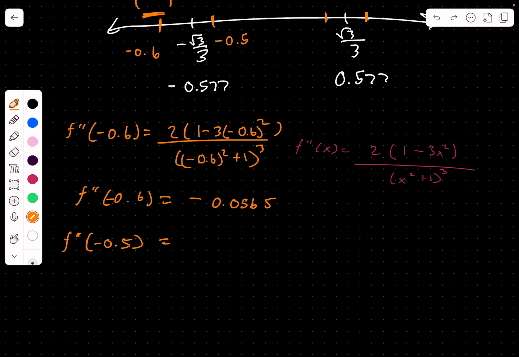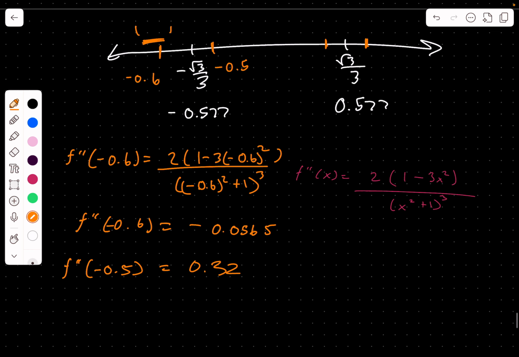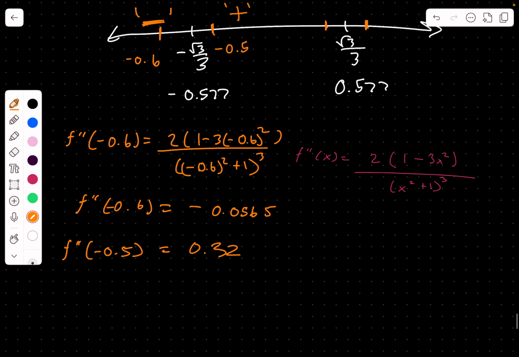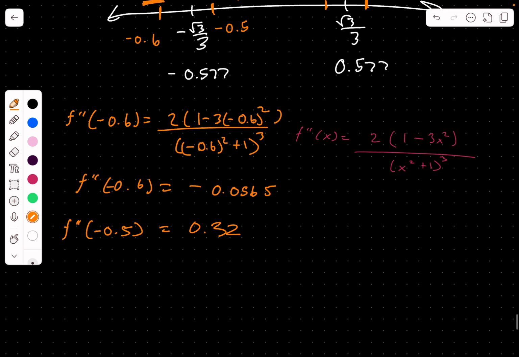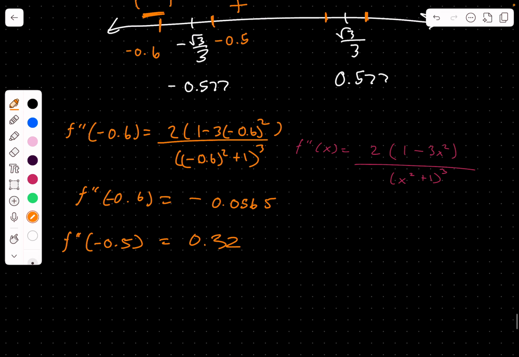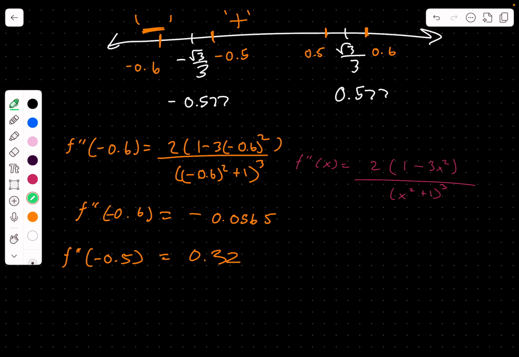So when we plug in negative 0.5 into our second derivative, we should get 0.32, which is positive. So our sign over here is going to be positive. And then on our other inflection point, we have to plug in two numbers. Let's plug in a 0.5 and then let's plug in a positive 0.6. All right. So this guy for sure is an inflection point. We can see this sign change.